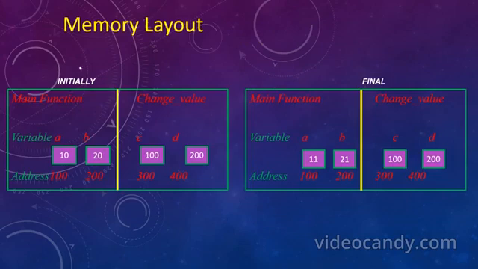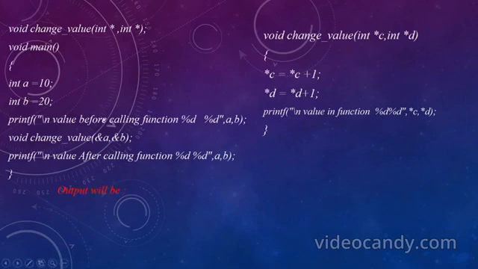So this is the memory layout of call by reference. Here you see that in main, two variables a and b will be created. The address of a will be 100 and b's address is 200, and the value of a is 10 and the value of b is 20. In change variable, another two variables will be created, c and d. But in this case, c and d are pointer types.